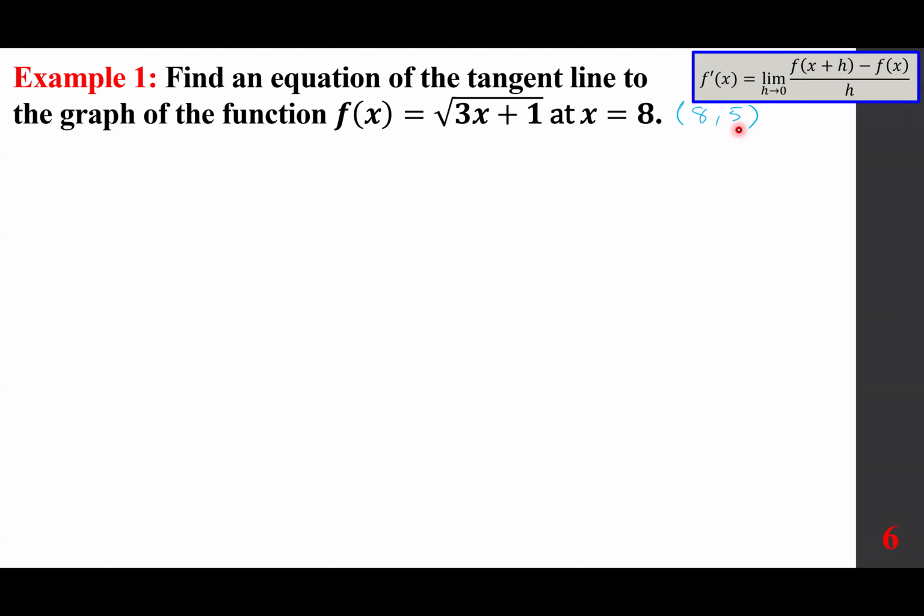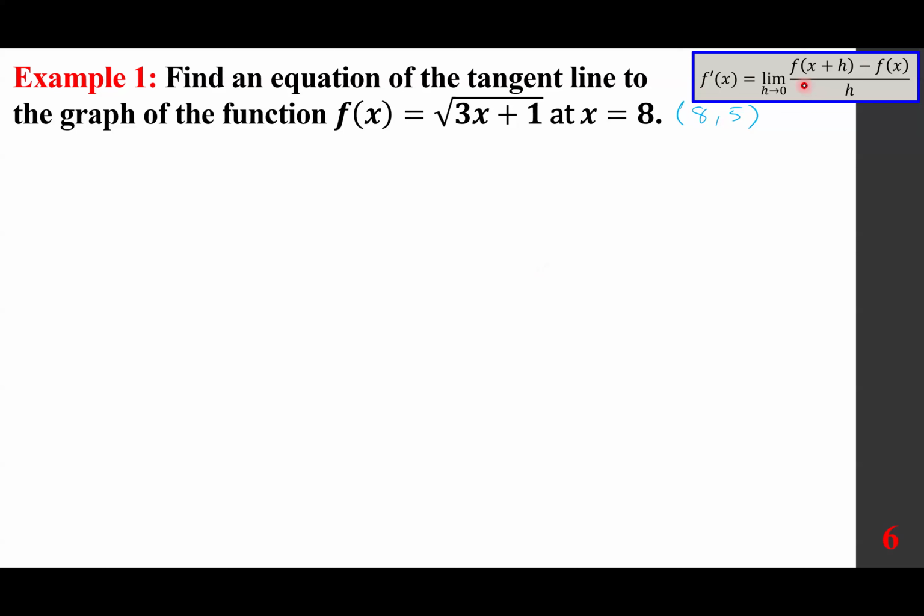The next step is to find the slope. To find the slope of a tangent line, you have to find f prime of 8. Previously, we could find that specifically at 8. Now, we are going to find f prime of x, then plug in. The advantage is, if we want to find the equation of a tangent line at several points, once you find f prime, all you have to do is plug in the x coordinate to find the slope of a tangent line at that point.